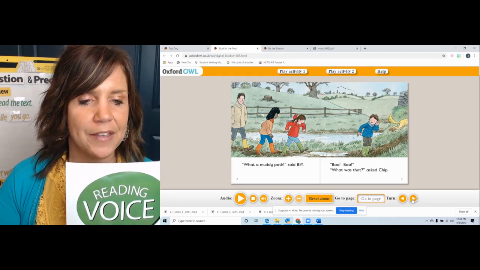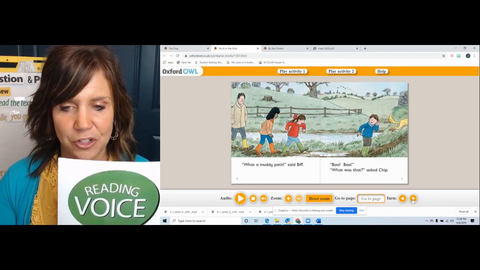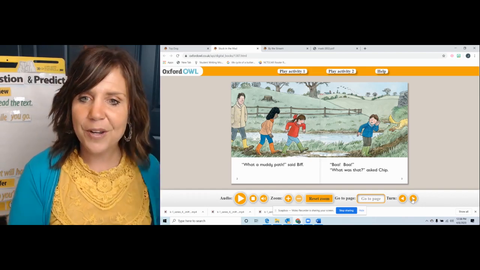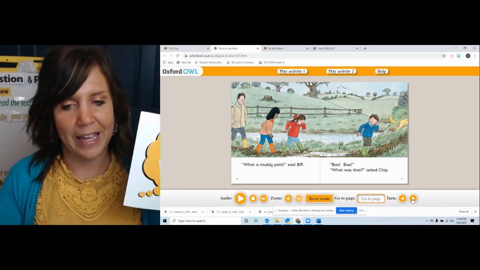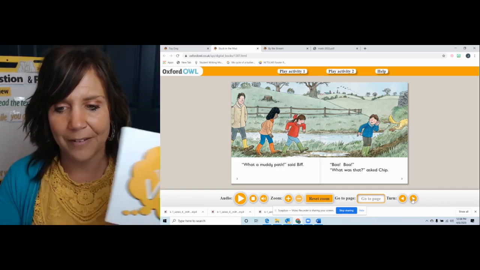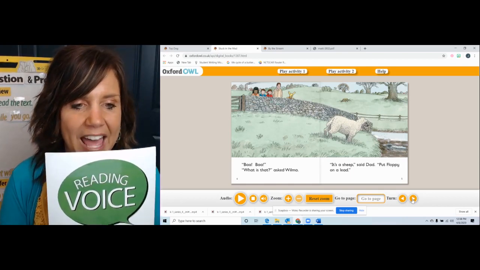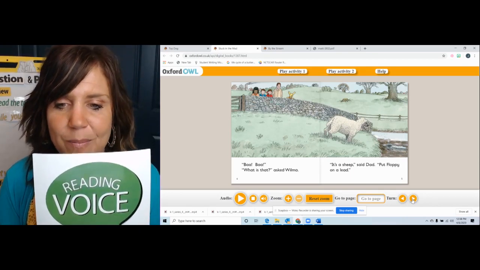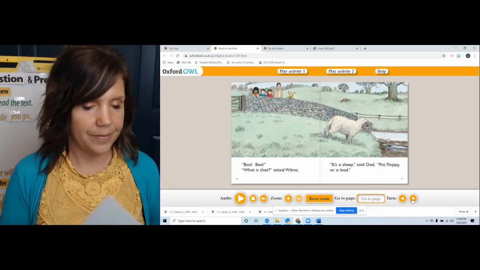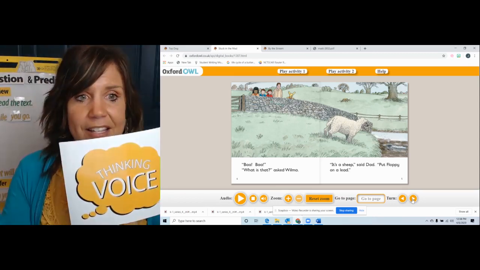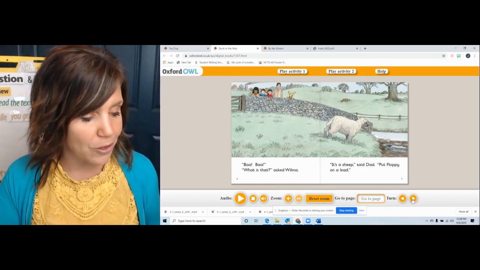What a muddy path, said Biff. Bah, bah. What was that? Asked Chip. Well, you guys noticed that. Remember, you noticed he heard something? So he did hear the sheep saying bah, right? Bah, bah. What is that? Asked Wilma. It's a sheep, said Dad. Put Floppy on a lead. They see the sheep, right? Let's go get him. Put Floppy on a lead. They're going to go down and try to find him.